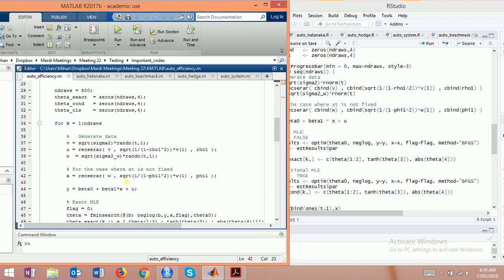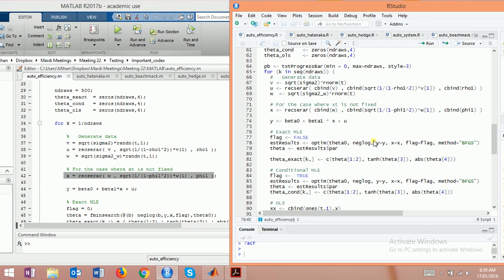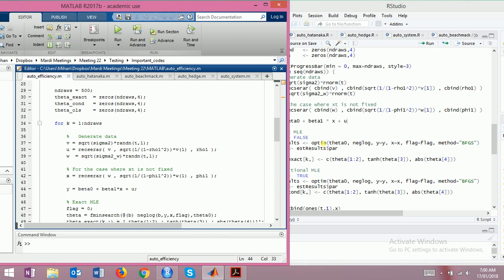W square root of 1 by 1 minus phi square w, and phi 1, y is equal to beta naught plus beta 1 x plus u. Xt if not fixed. When x is fixed and when x is not fixed, then we generate x, which is also a recursive series. Okay, now data has been generated, w, x and y.